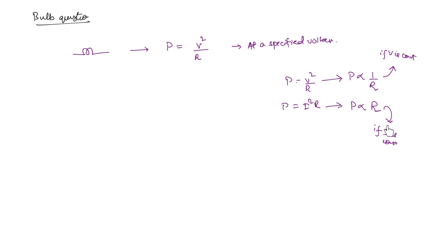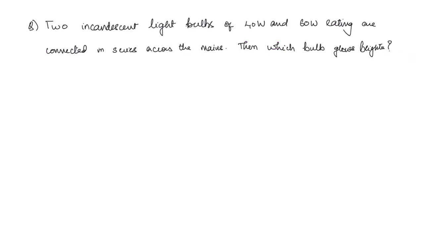Similarly, if I is constant, then we will have to take this expression, and then we can say P is proportional to R. We cannot take this expression because here V is also varying, R is also varying. So we cannot remove V and say that P is inversely proportional to R. So that is the only funda here. The power rating will be given at a specified voltage, at a constant voltage, meaning that power should be inversely proportional to the resistance. So here we will take the help of a GATE question to understand this concept better.